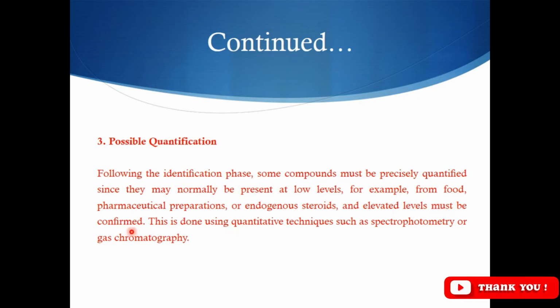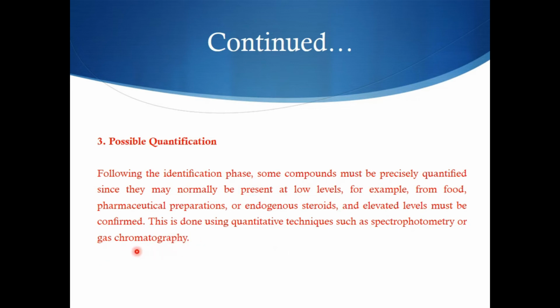As I have already said, some of the substances may be permitted at a lower concentration, and this lower concentration may come from food, from pharmaceuticals or endogenous steroids, but their high levels are prohibited, so they must be quantified. This is done by using quantitative techniques such as spectrometry or gas chromatography.